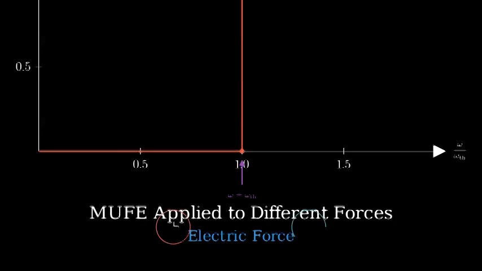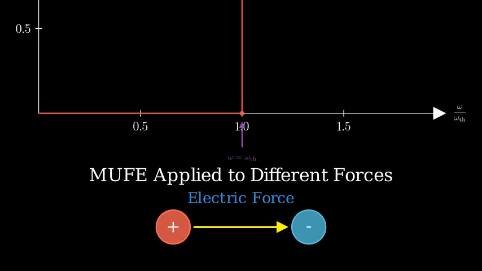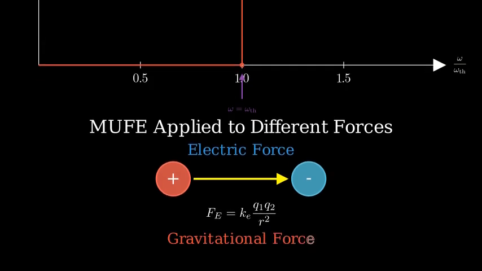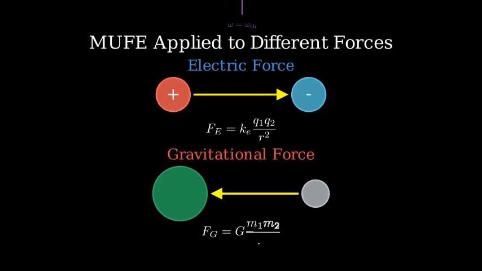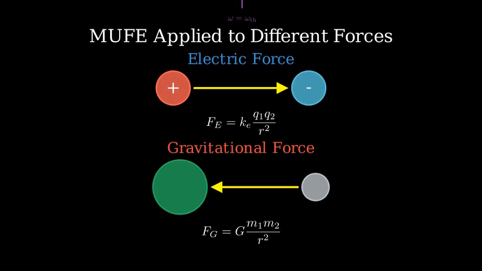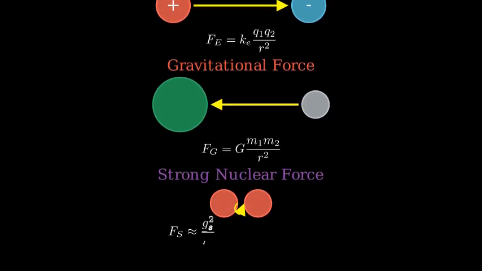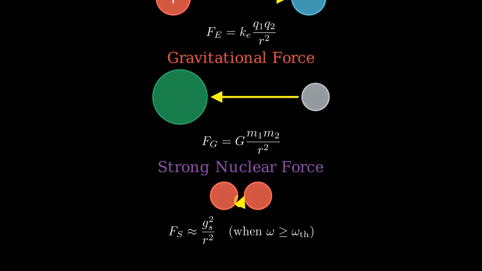For electric forces, the charges are actual electric charges, and the formula gives us Coulomb's law, the familiar equation for electric force. For gravity, the charges are masses, and we get Newton's law of gravitation, which describes how objects attract each other. The strong nuclear force, which holds atomic nuclei together, works at extremely high frequencies, explaining why it only acts at very short distances.